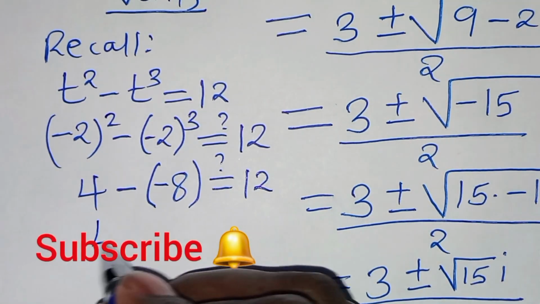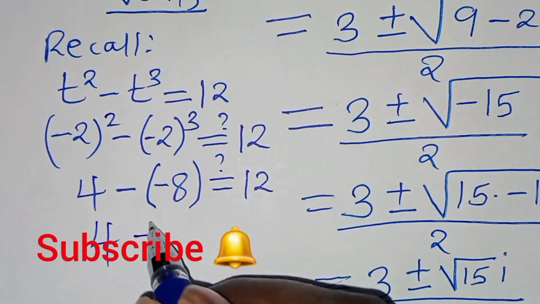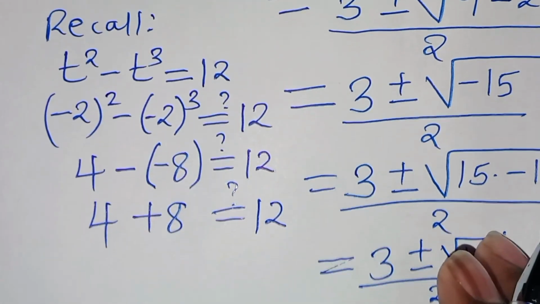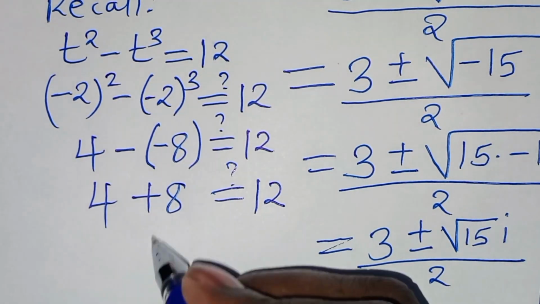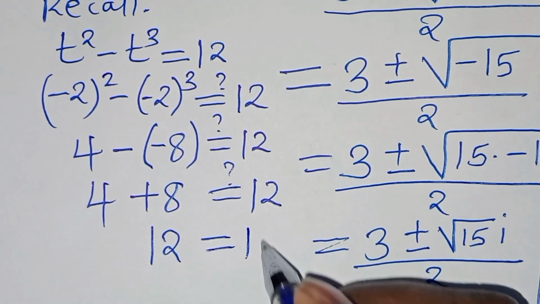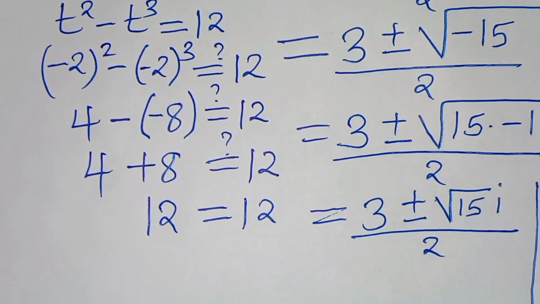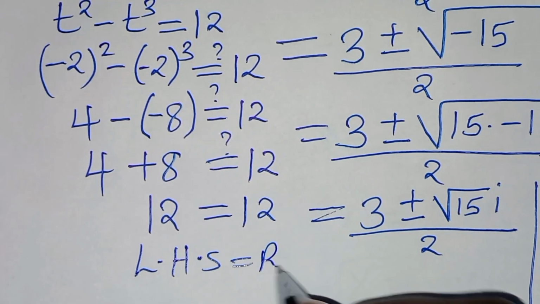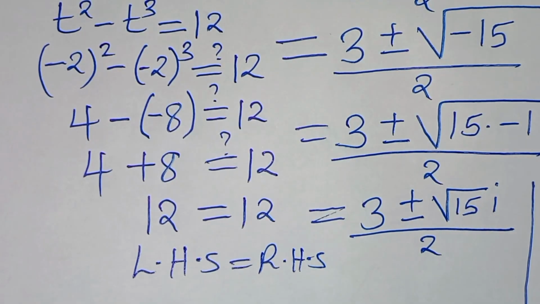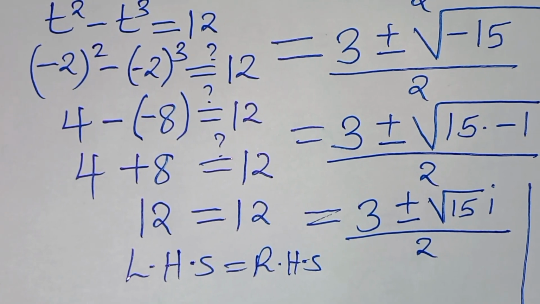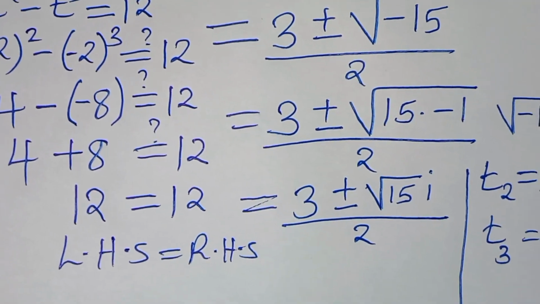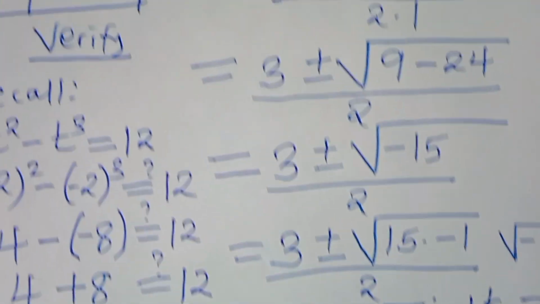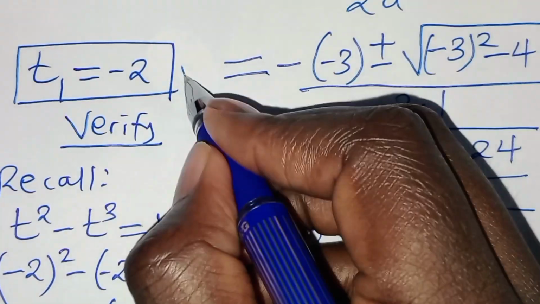So this is the same thing as 4. Minus times minus 8, this is plus 8. This should give us a value of 12. So 8 plus 4, this is 12, which is equal to 12. So this implies that the left hand side is equal to the right hand side. And this implies that this algebra problem has got 3 solutions. We have 2 complex solutions here and only one real solution, which is minus 2.